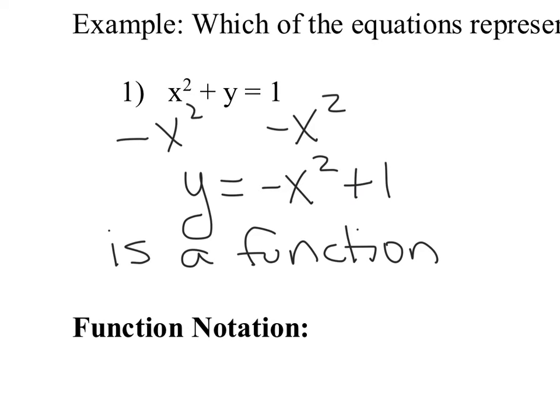Okay, here I've subtracted an x squared from both sides of the equal sign. I get y equals negative x squared plus 1. And since we only have one value for y, so y equals only one term, we would say that this is a function. Now let's look at the other example.